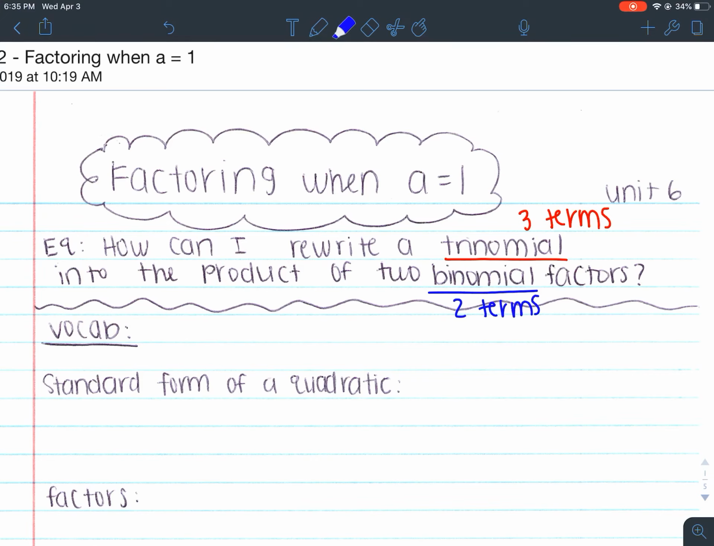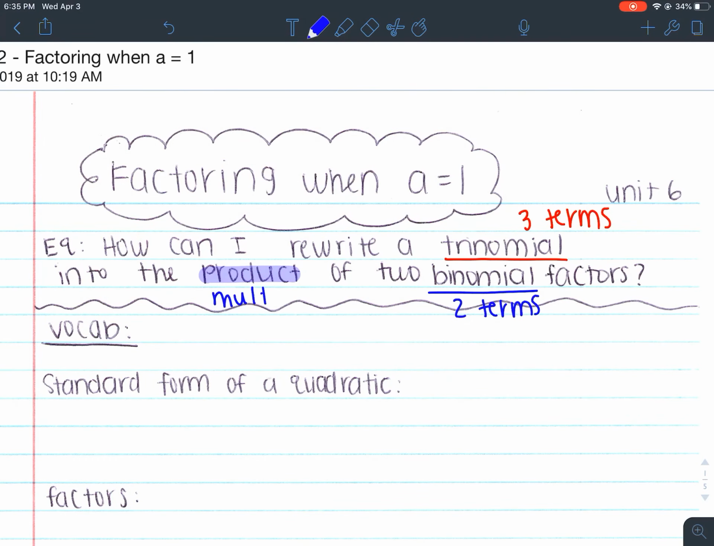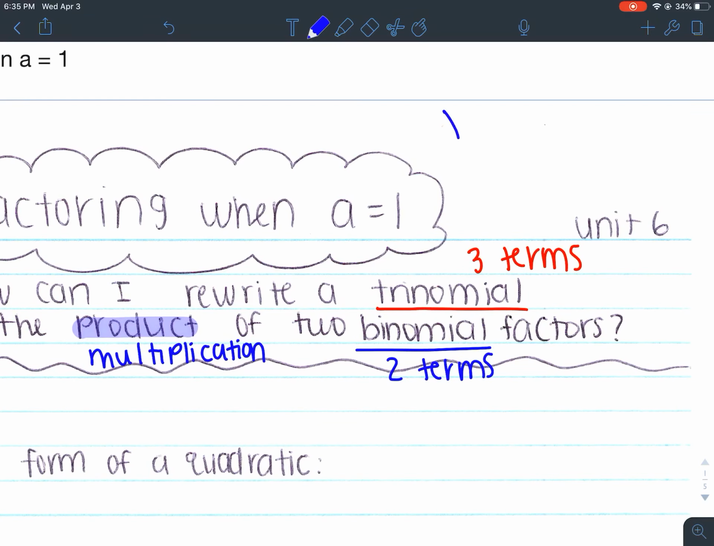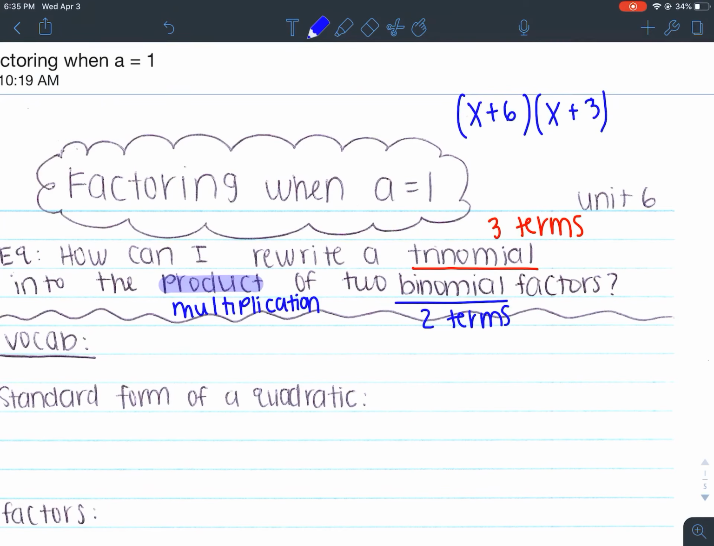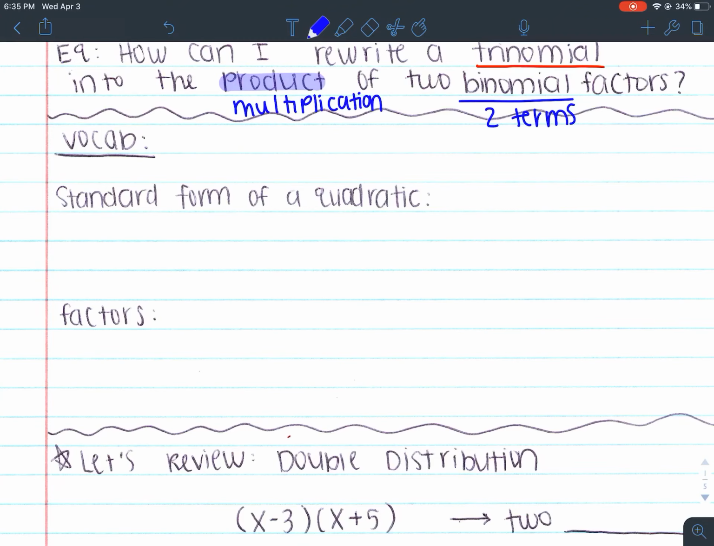Now, what does product mean? Well, product is an answer to a multiplication problem, so this means the multiplication. When we're talking about 2 binomials, let's say x plus 6 and x plus 3, those are 2 binomials, and I want the product of that. So I'd have to multiply them and get a trinomial. So we want to actually go backwards. Since day 1, we've been double distributing and then getting to that one trinomial, and now we're basically going backwards. We'll talk more about that later on in the notes.